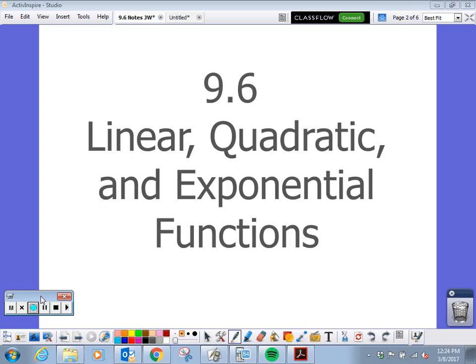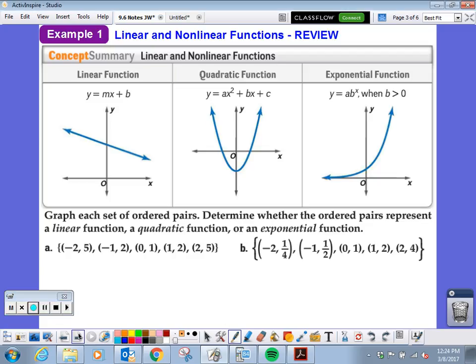So anyways, we are going to be talking about linear, quadratic, and exponential functions. Basically how to look at a set of information and be able to tell if it is linear, quadratic, or exponential. So yes, we have done this before. We're throwing it back in now that we have discussed all three types of functions, linear, quadratic, and exponential.